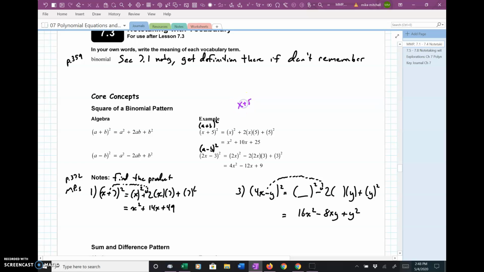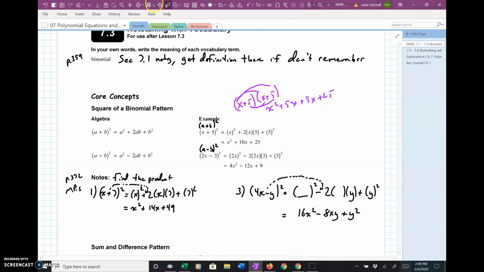If I did x plus 5 squared, that would really just mean x plus 5 times x plus 5. I do my FOIL. My first, I get x squared. My outers, I get 5x. My inners, I get 5x. And my lasts, I get 25. Well, if you notice, x squared, that's just my first term squared, the a squared. 5, that's my last term, that's my b squared, or my 5 squared, that's the 25.